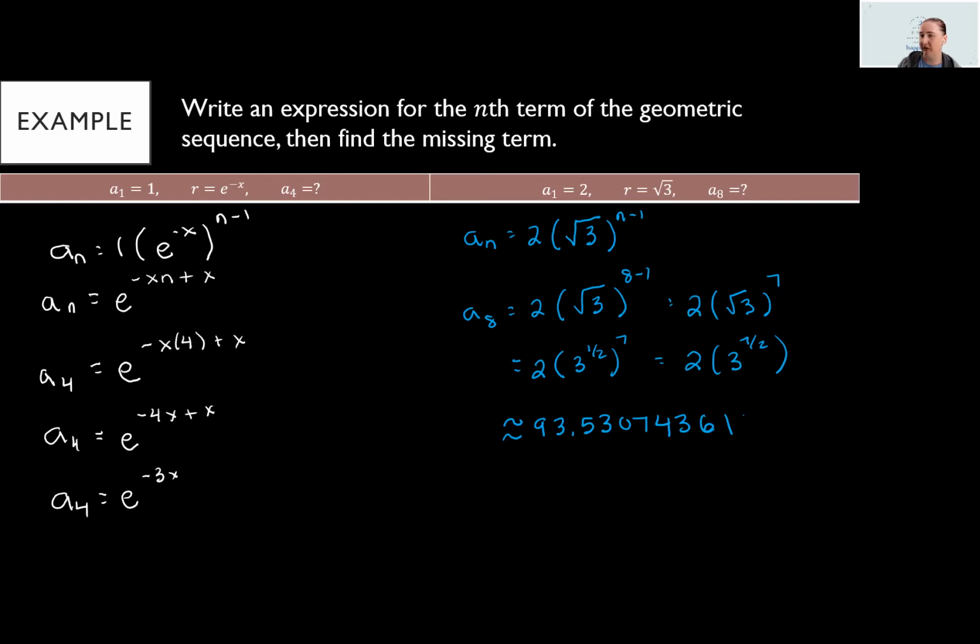And that's just an approximation. It's not the exact value. The exact value, this would be our exact value, something like that, 2 times 3 to the 7 halves. But we can approximate that as a decimal. Any questions?